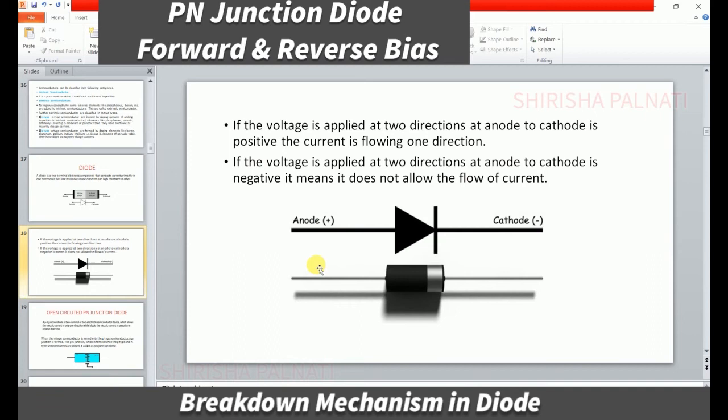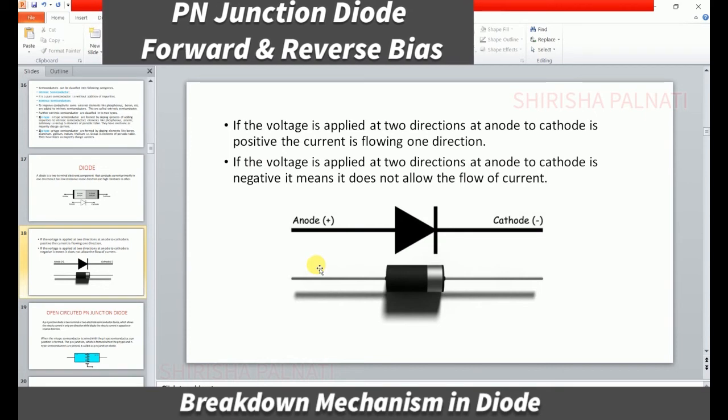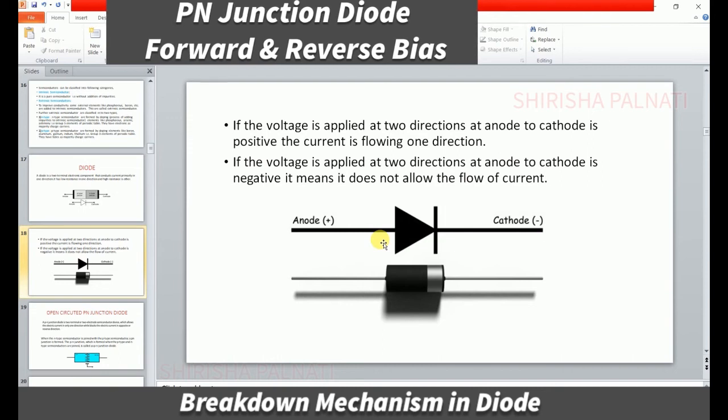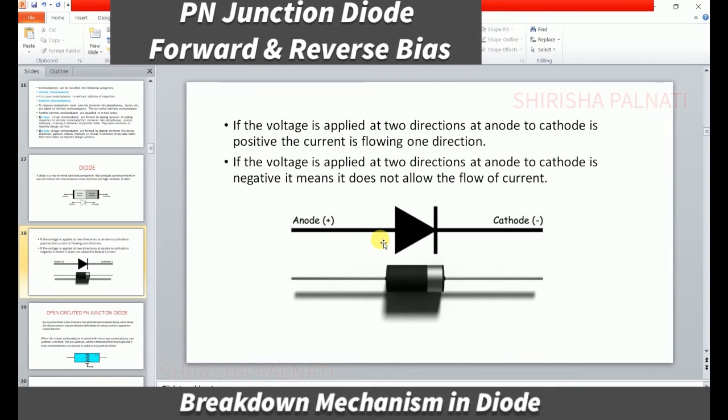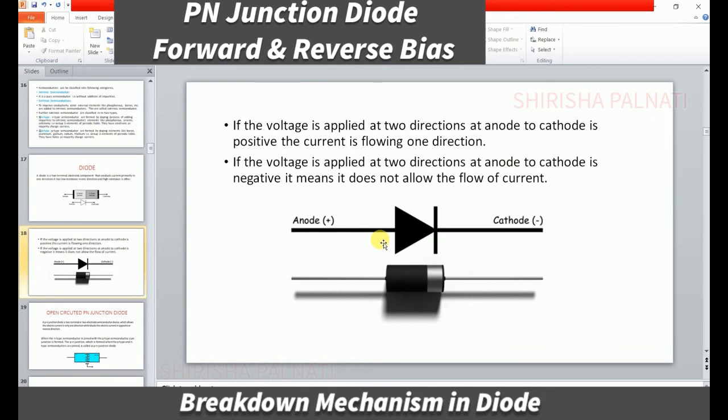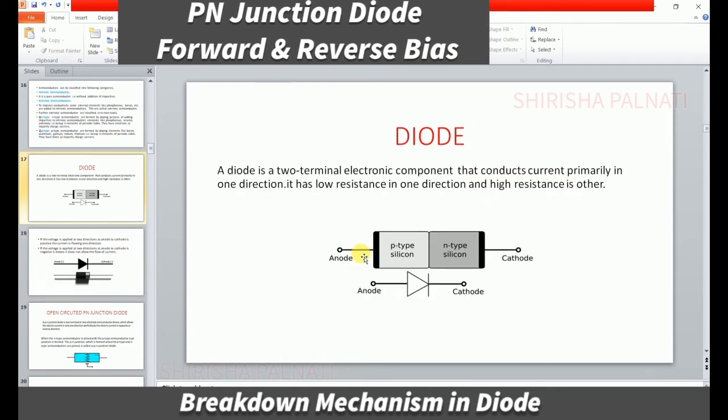If we apply the external voltage through the anode and cathode as positive, then the diode allows the flow of current. That is the forward condition. If we apply the external voltage between the anode and cathode as negative, the diode will not allow the flow of current. That is the reverse condition. So this is the introduction of the diode.